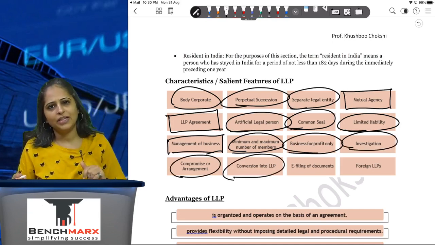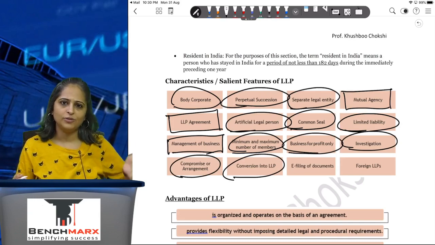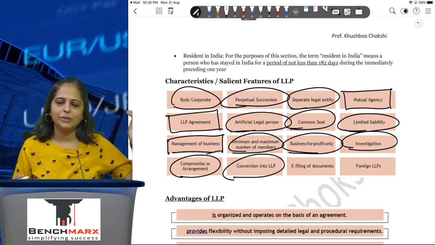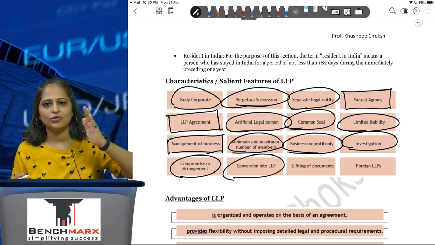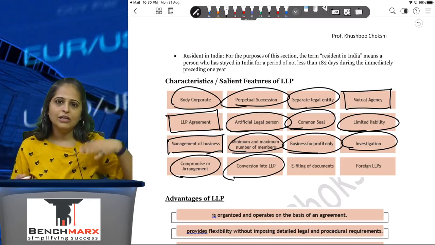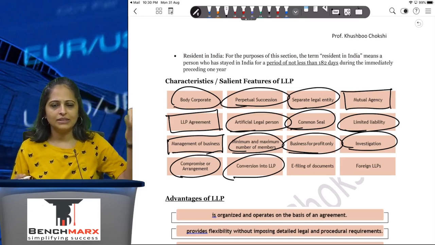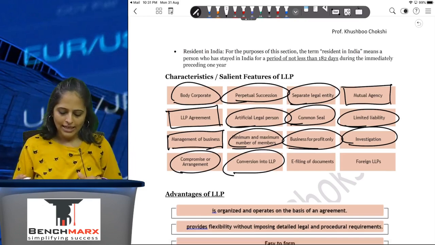Conversion into LLP: again, you can have a partnership firm which you can get converted into LLP. You can have a company form of organization which you can get converted into LLP. So if you have an already existing business in any other form of organization, you can convert it into LLP.